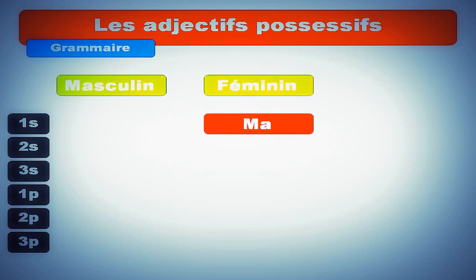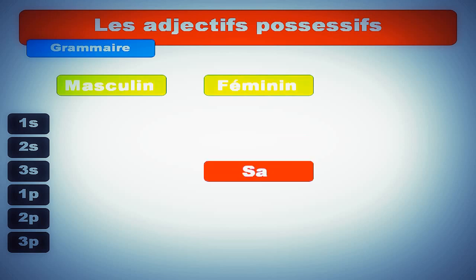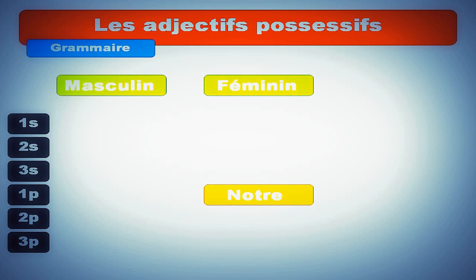Feminine form now, ma. Ma. Okay, and then ta. Ta. Okay, and then sa. Sa. Okay, and then notre. So you can see that it's the same form as the masculine form. Notre. Okay, votre. Same form. Votre. And then leur, same form as well. Leur. Okay.